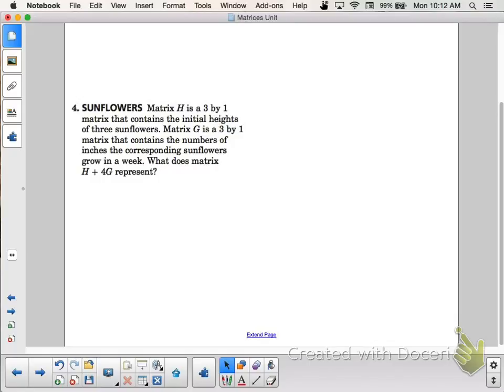All right, so let's bring it back. Brennan, I heard your group talking. What did your group say this was? It was the height of the sunflower after 4 weeks. The height of the sunflowers after 4 weeks. So we're talking about matrix H starting there. And after 4 weeks, we can see how much it's grown, add those two numbers together, and we will get how tall our sunflowers are after 4 weeks.